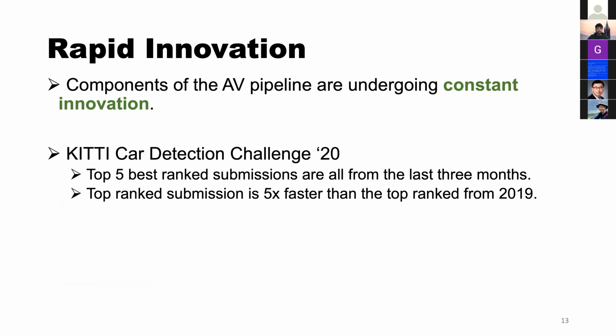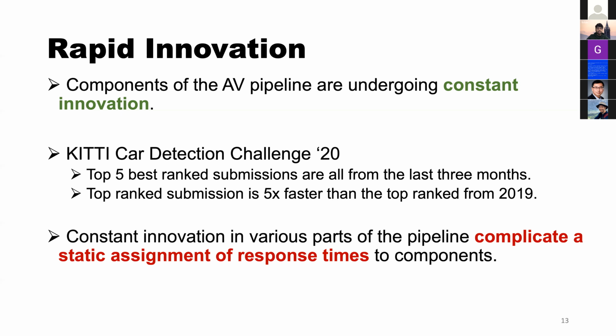We cannot expect not to continuously deploy these advancements into vehicles on the road, since they may end up saving lives. These constantly moving parts in all components of the pipeline complicate a static assignment of response times to each of the various modules in the pipeline. Hence, an execution system that underlies an autonomous vehicle pipeline, or any robotics application in general, needs to be able to provide developers with proper tools to be able to handle this uncertainty.